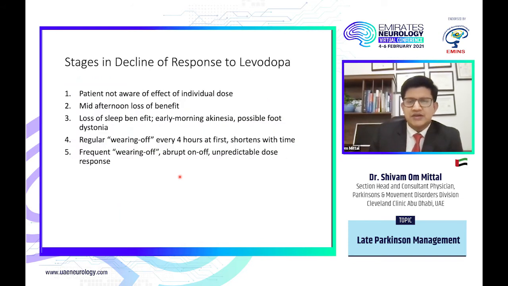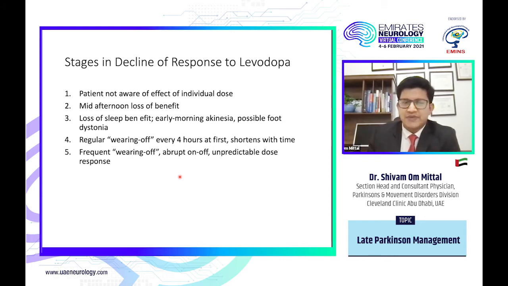This is a good way to judge how the levodopa is working for the patient. And we classify it into stages, like in stage 5. Stage 1 is the patient is not aware of any effect of the individual dose. So they are doing very well throughout the day. They don't feel any on and off. And the second stage is they feel in the afternoon they're losing effect, mostly because of lack of absorption, because a heavy protein meal can interfere with the absorption of the medication.